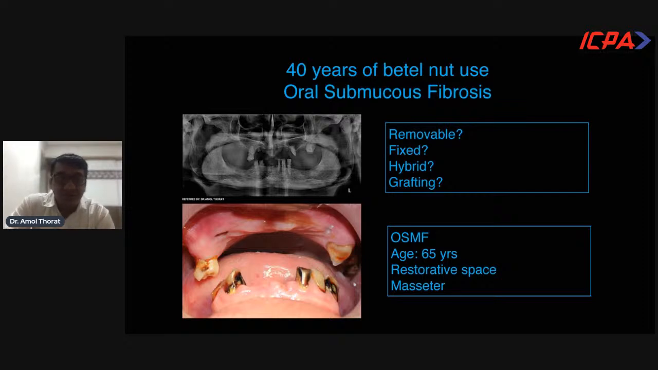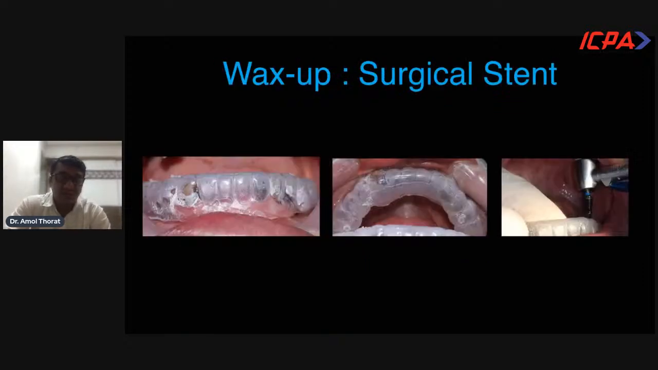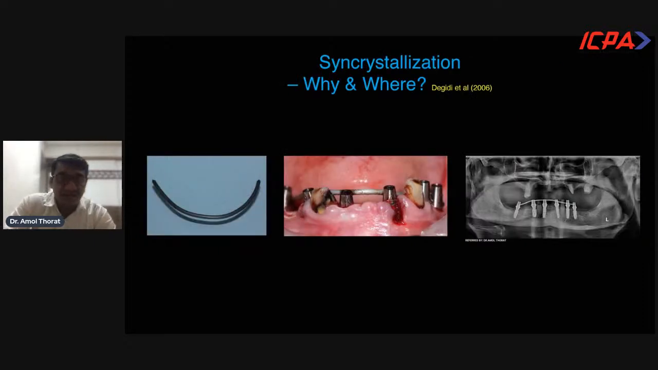Okay, so what we did in this case was, as I told you, a diagnostic wax up and a surgical stent. I start my pilot drilling through the surgical stent, and then we place implants. My favorite configuration is 6 implants in the mandibular arch. In this case, what we did different was, we used titanium wire to join all these abutments together. The process is known as syncrystallization.